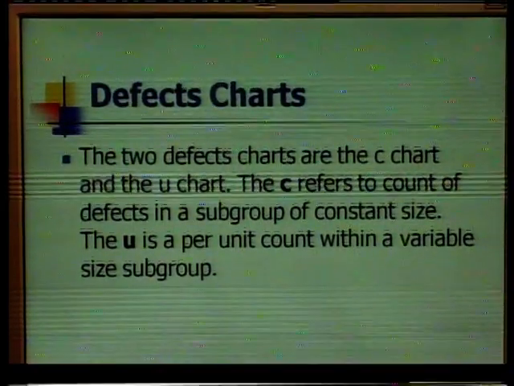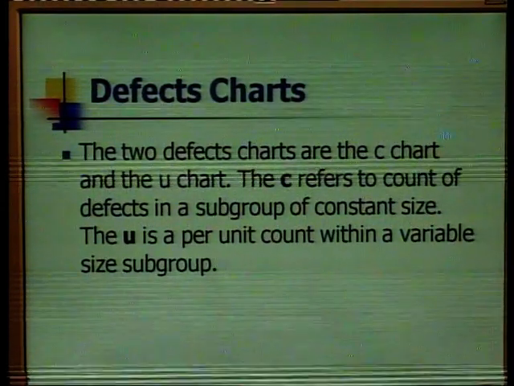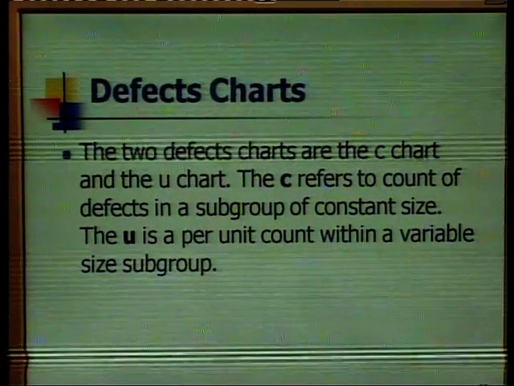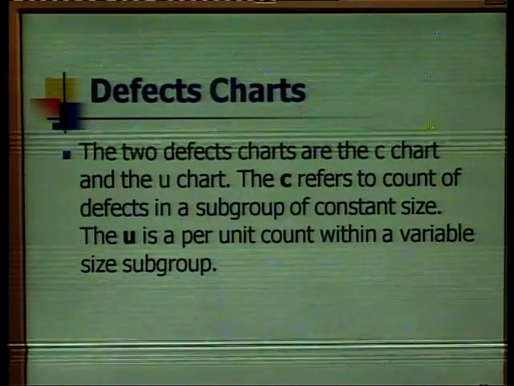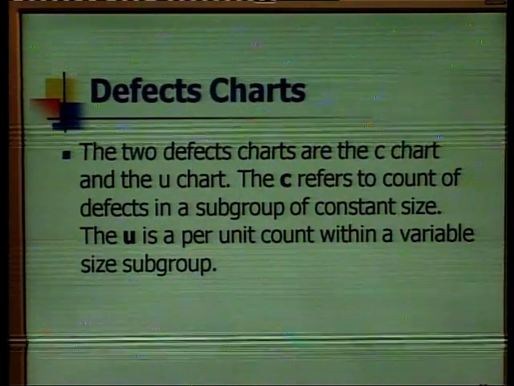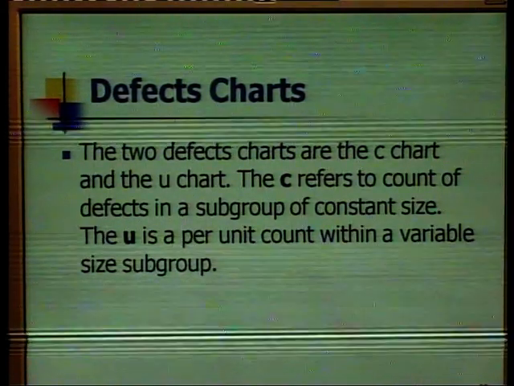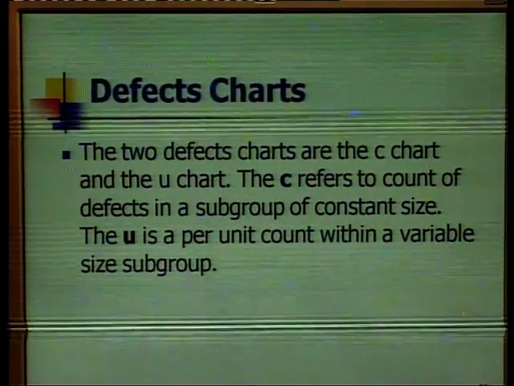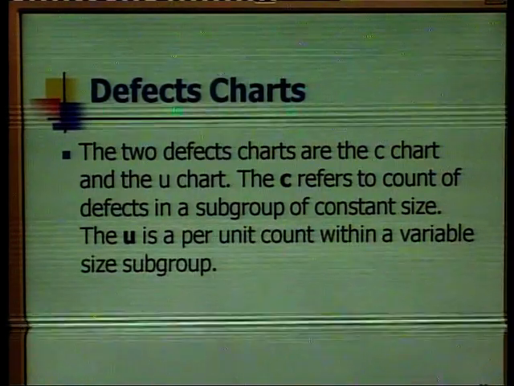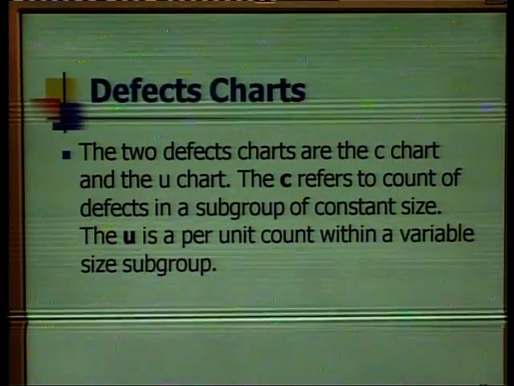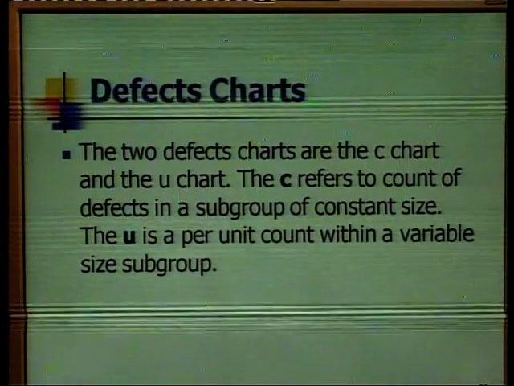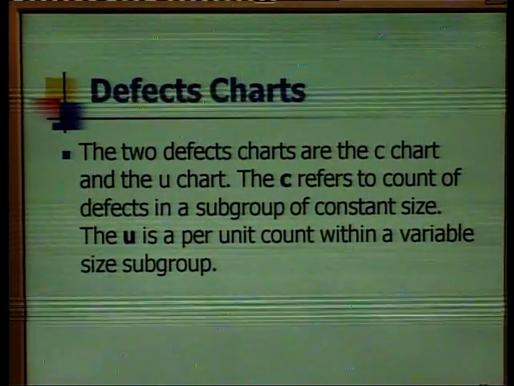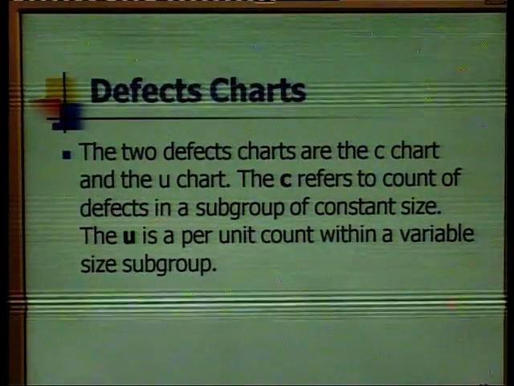Now, first comes the defects chart. There are two types of defects charts, that is the C chart and the U chart. The C chart refers to the count of defects in a subgroup of constant size. Meaning the C chart is used where the subgroup size is constant, and the U chart is a per unit count, and it is used where the subgroup size is variable. This is the difference between the two charts, C and U charts.